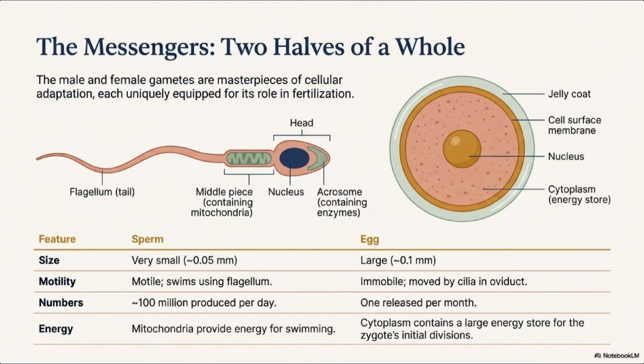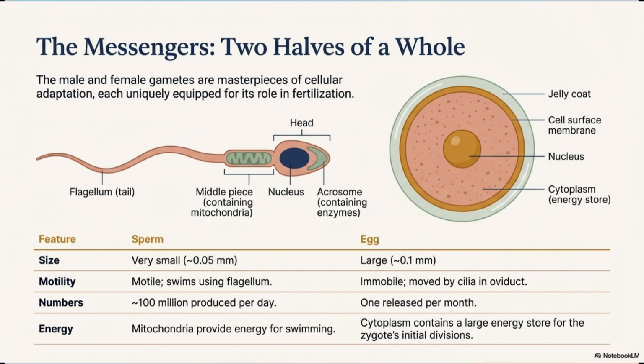And here they are. The difference in their design is just, wow, it's night and day, isn't it? Take a look at the sperm cell on the left. It's basically a tiny head with a long tail. It's built for one thing and one thing only, speed and travel. Now compare that to the egg cell on the right. It's massive, one of the biggest cells in the body, and it's perfectly round. It's not going anywhere. Its job is to wait and provide all the resources.